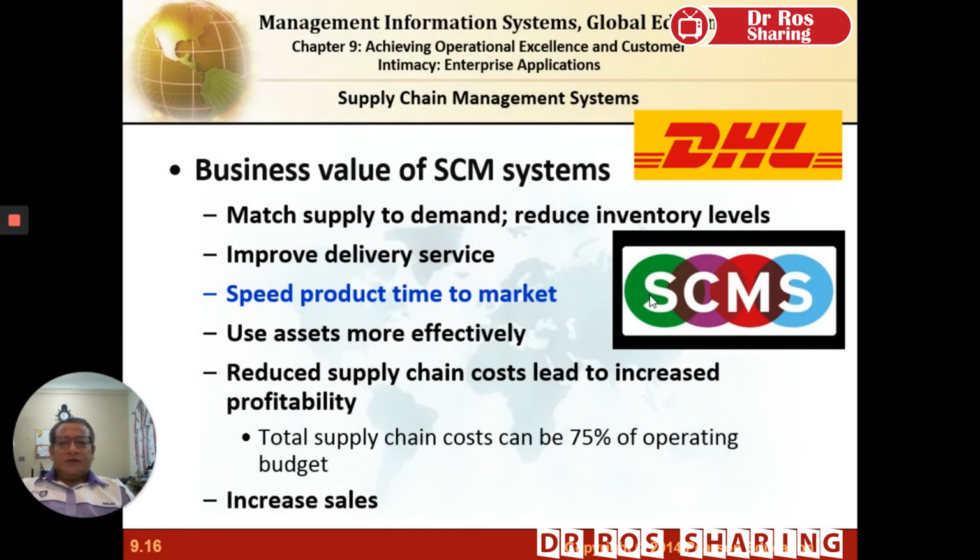The business value of a supply chain management system is that it helps to match supply and demand at the best level. SCM also reduces unnecessary inventory like stock buffers. It shortens the lead time to supply, or the speed of product time to market. Overall, supply chain management contributes to a reduction of 20% of operating costs. It will also increase sales, because customers can get fast feedback from the supplier.